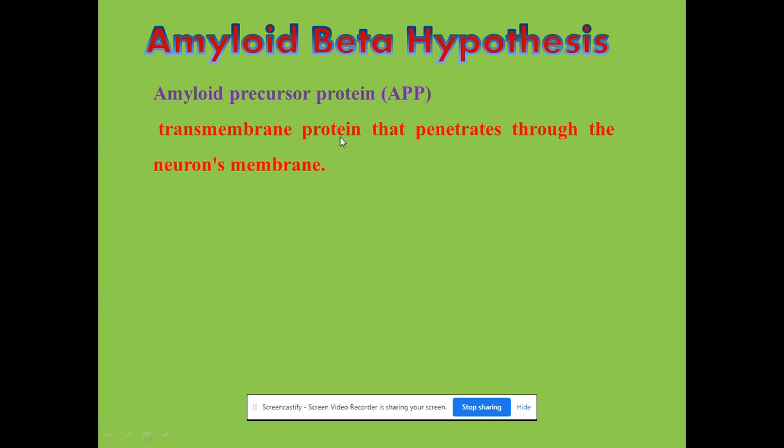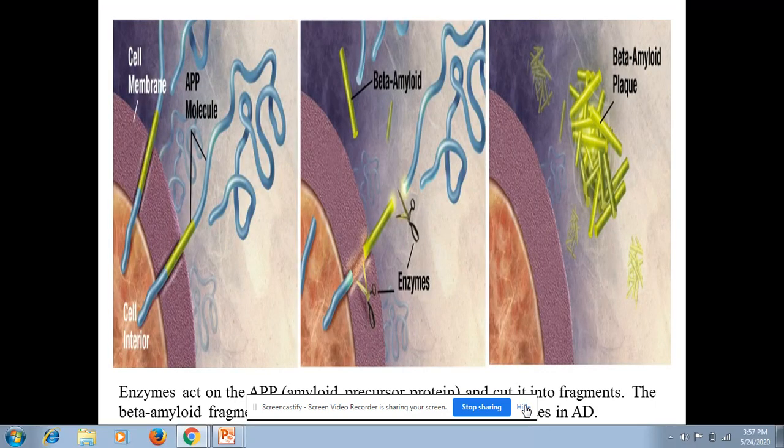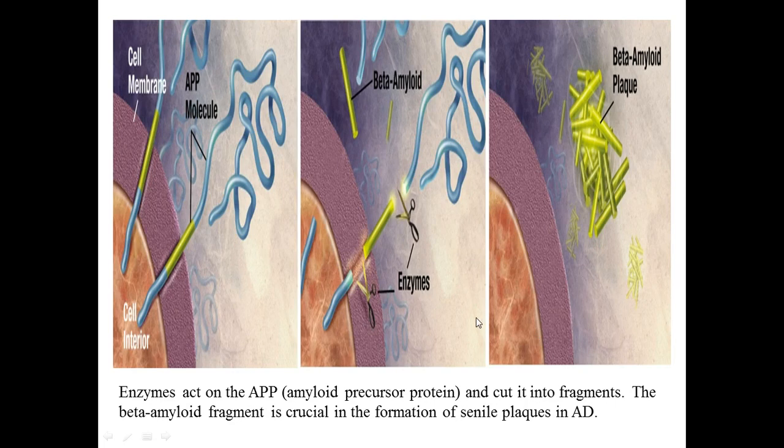So, we will start with the amyloid precursor protein. What are they? They are transmembrane proteins which penetrate through the neuron membrane. So you should remember that they are present in the neuron membrane, and they are transmembrane proteins. Next, what are their uses? They are useful for neuron growth, for the survival of the neurons, and for the post-injury repair of the neurons. Next, what happens in the actual mechanism of this hypothesis?